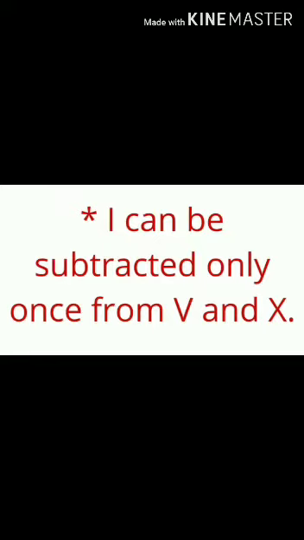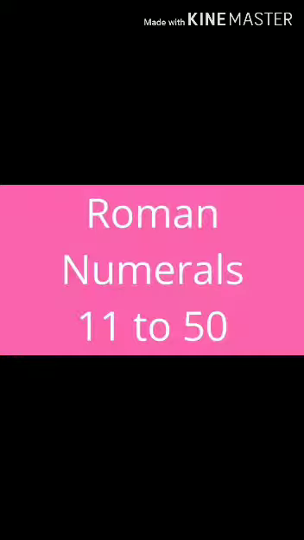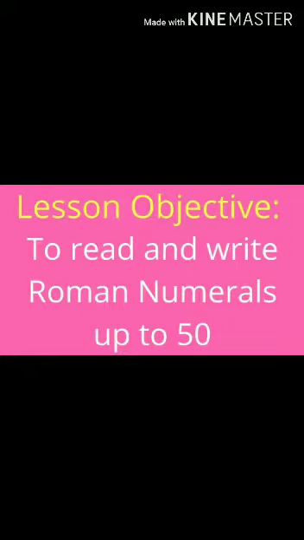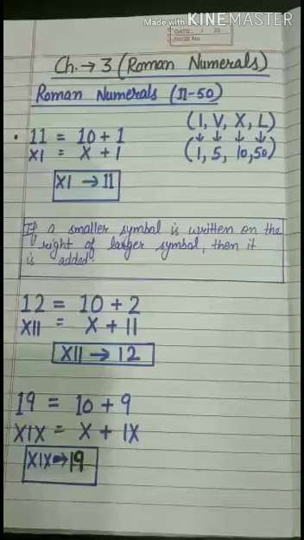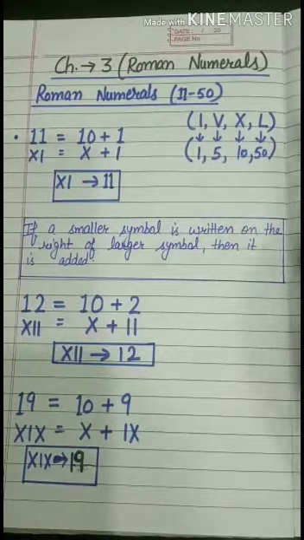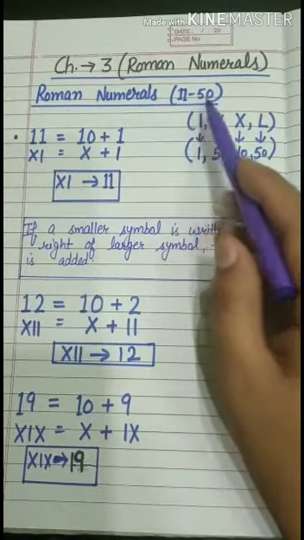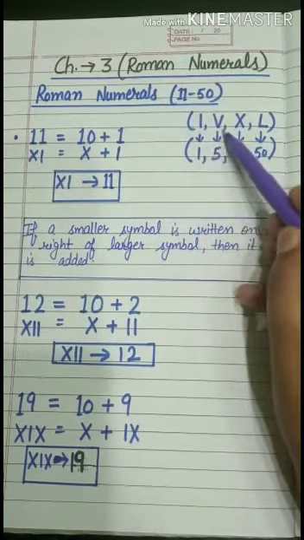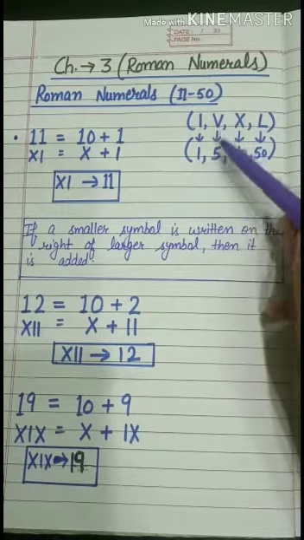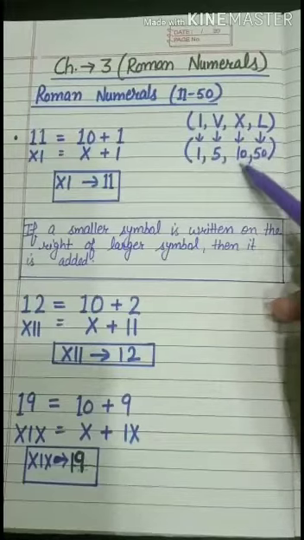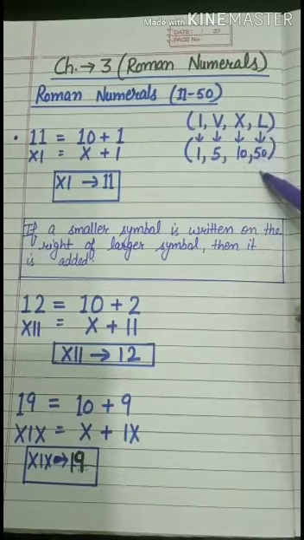Now today, we are going to learn about Roman numerals from 11 to 50. And the objective of today's topic is to read and write Roman numerals up to 50. So, let's start. For writing Roman numerals from 11 to 50, we will use these symbols I, V, X and L, where I stands for 1, V stands for 5, X stands for 10 and L stands for 50.